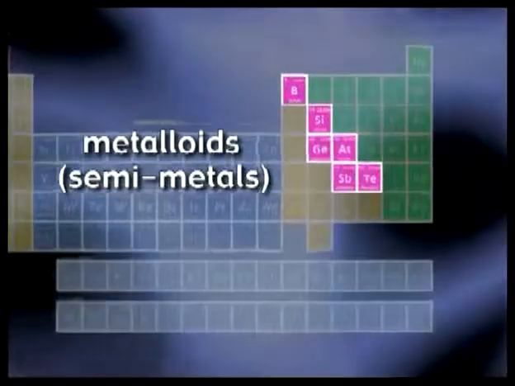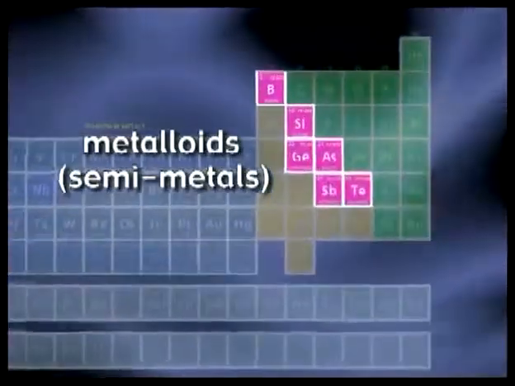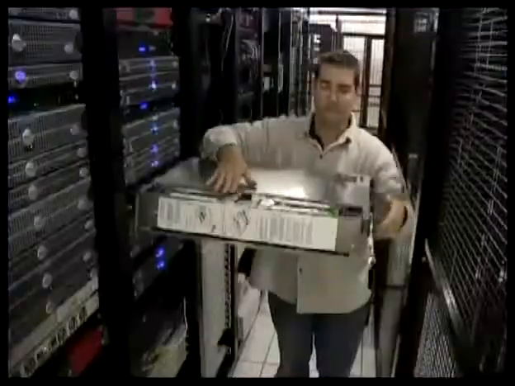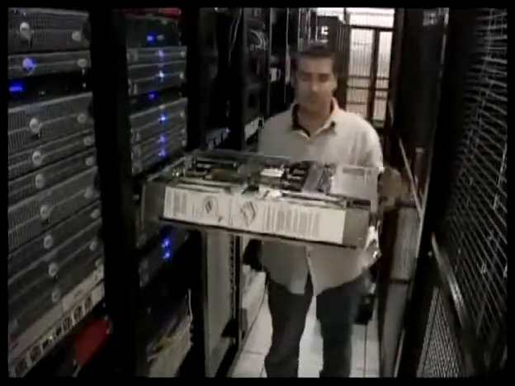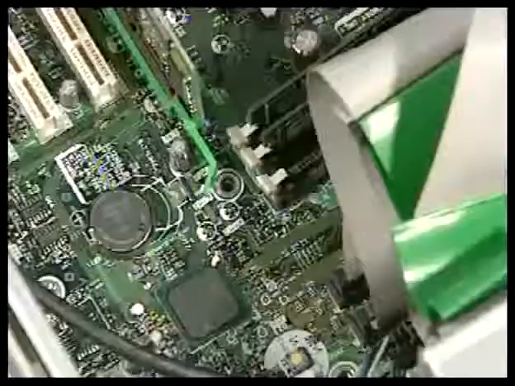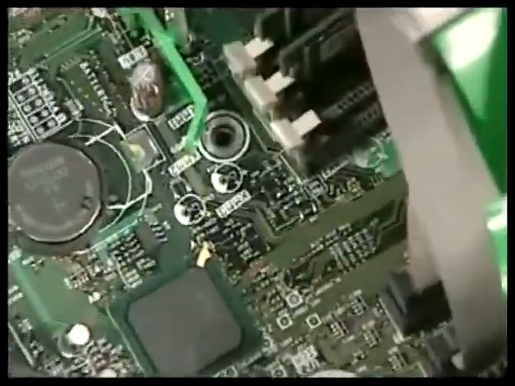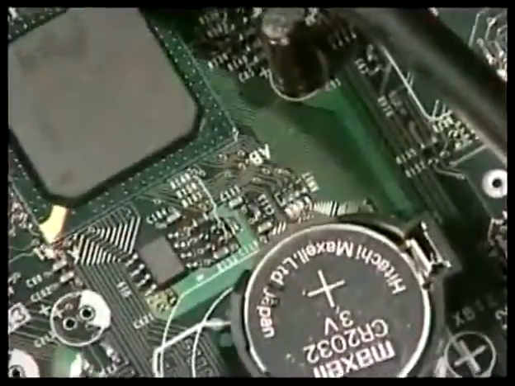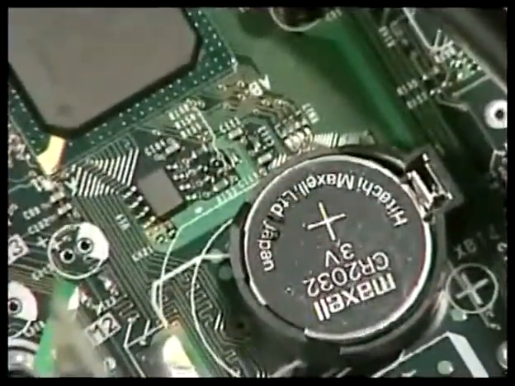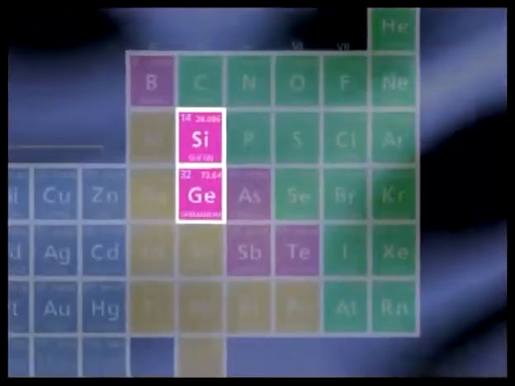Metalloids, or semi-metals, have properties of both metals and non-metals. Some of the metalloids, such as silicon, can carry electrical energy under certain conditions. This property makes them useful in computers. Another common metalloid is germanium.